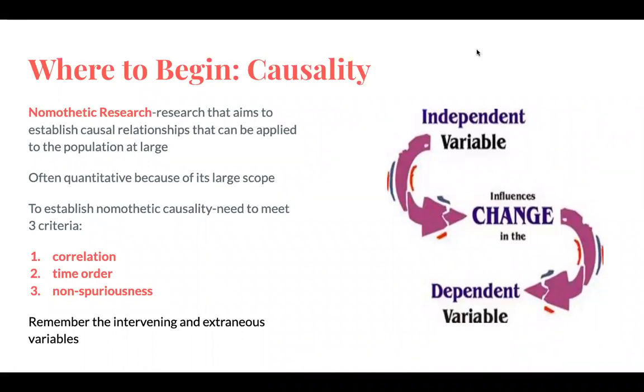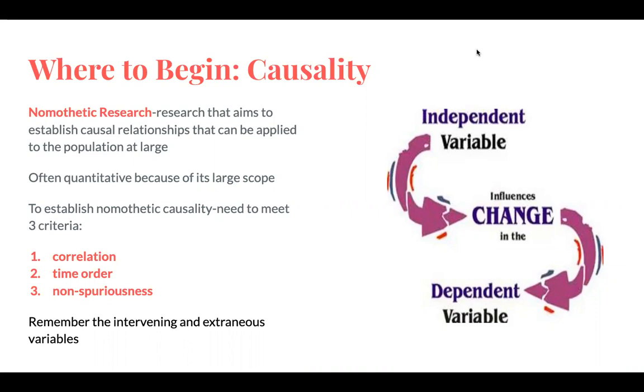So we're going to talk about causality. And so, for this, your book was discussing, you have two options, depending on what you are trying to say about the causal relationship between your variables. If you're wanting to do what is called nomothetic research, that's research that aims to establish causal relationships that can be applied to the population at large.